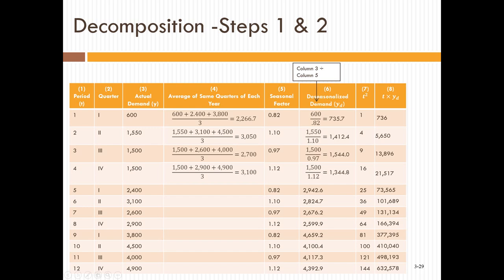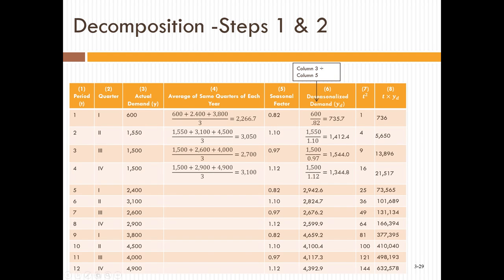Doing the same thing with 3,050 divided by 2,779 gives us a seasonal factor of 1.1. For quarter 3, the average demand of 2,700 divided by 2,779 gives us a seasonal factor of 0.97, and for quarter 4 it's 1.12. If you have a little trouble with that, go review step 1, determine the seasonal factor index, shown on page 67.